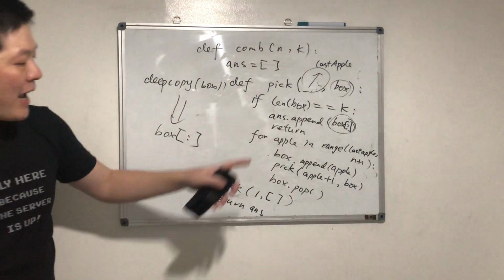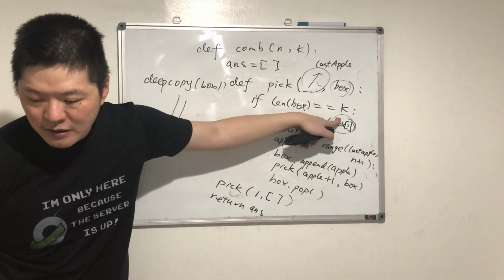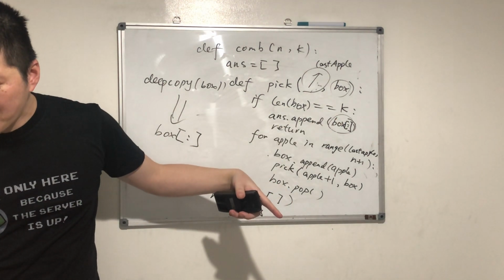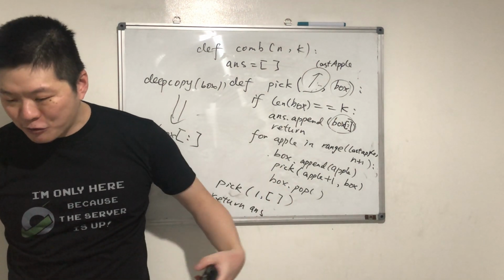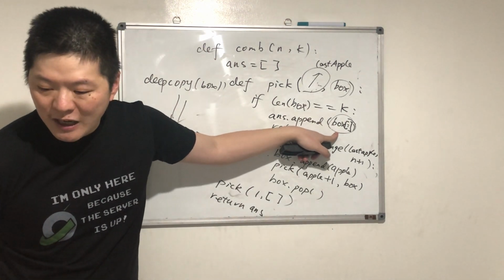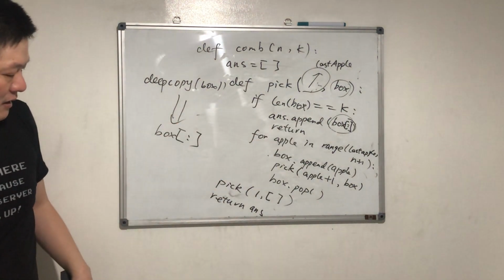When I have k apples in a box, what do I want to do? I want to remember this solution, so I make a copy of box and I put it in the solution. Does it make sense? Alright?